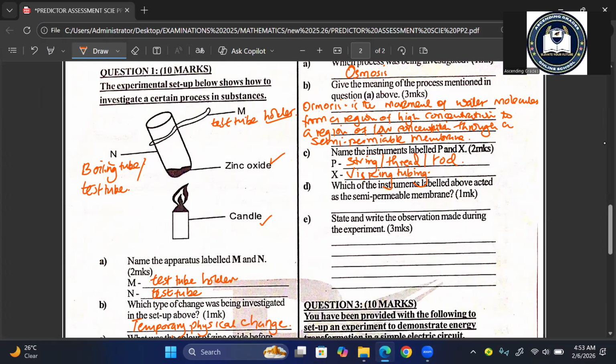Which of the instruments labeled above acted as a semi-permeable membrane? Of course, the Visking tubing is the one that acted as a semi-permeable membrane. State and write the observation made during the experiment.